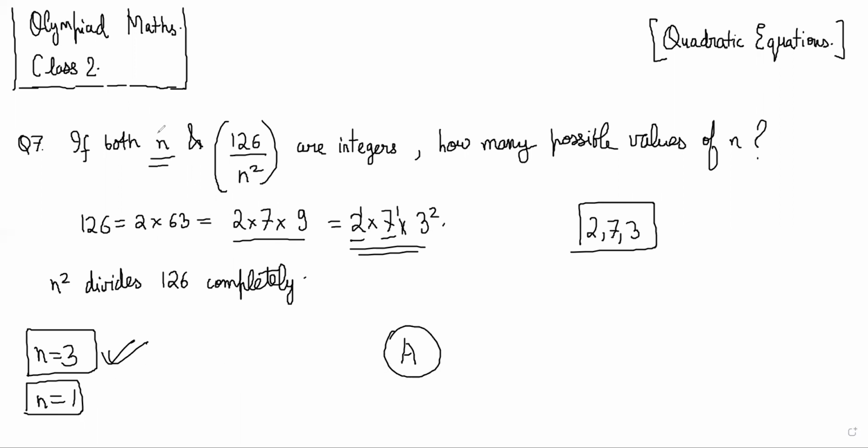Two integers are such that n and 126 by n square are both integers. Okay. So this was quite easy. Then we look at the next one. So next one already will help us think about quadratic equations.